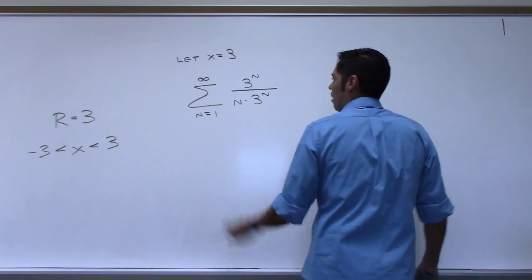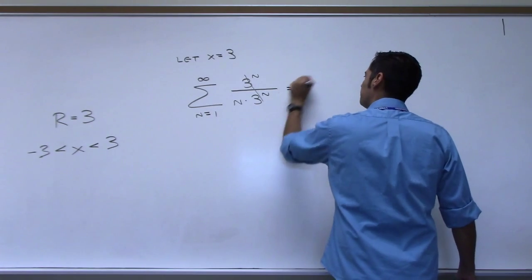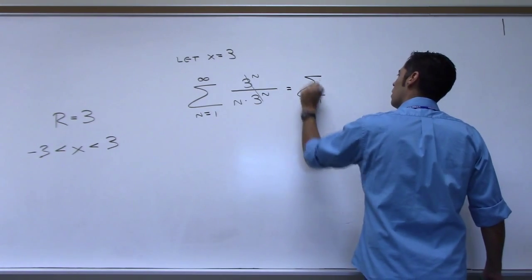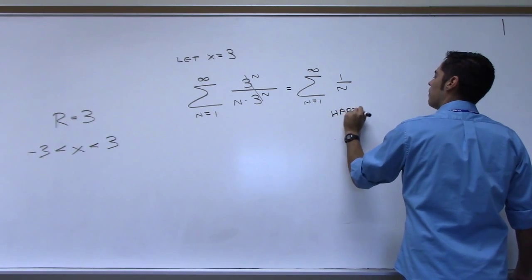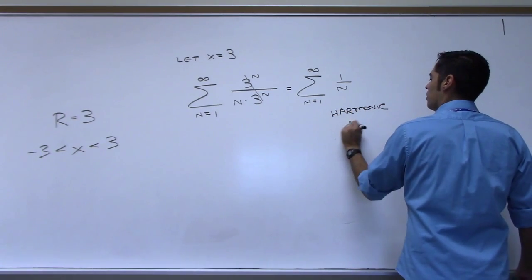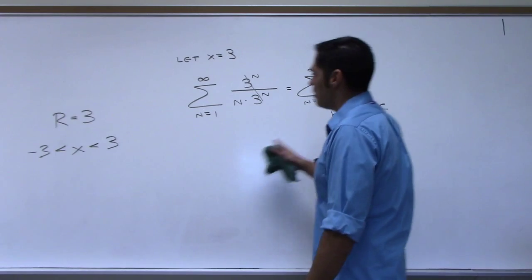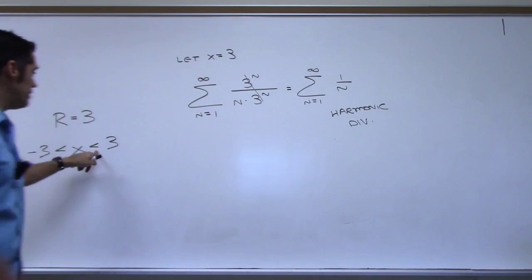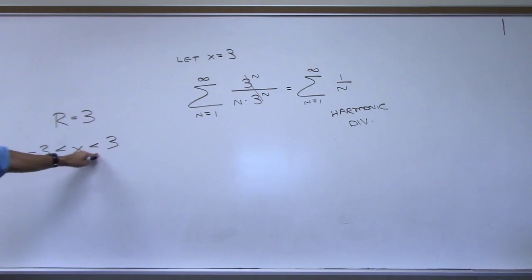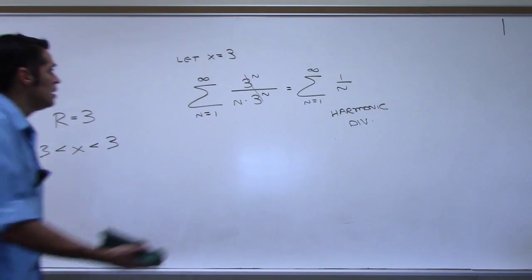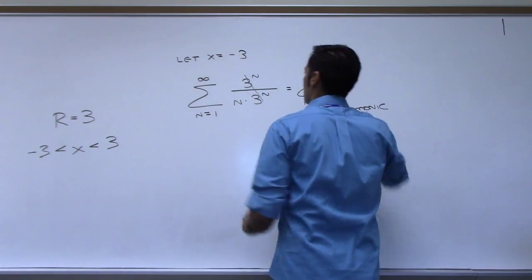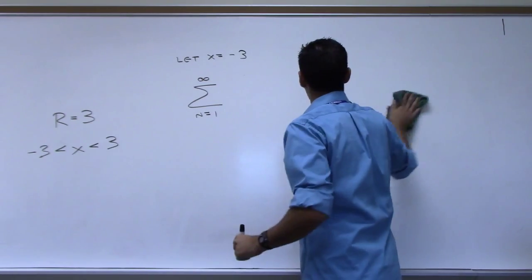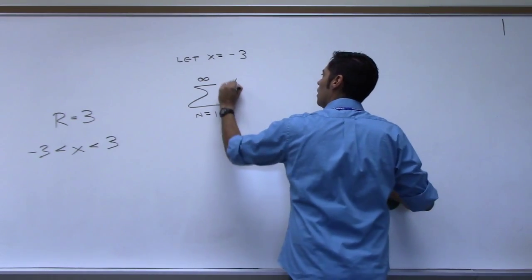Okay. So, oh, wow, look at this. These cancel. Sum n equals 1 to infinity of 1 over n. Harmonic. Diverges. So that means I do not want to include +3, or else it'll diverge. So it's going to be a strict inequality just like that. Now I'm going to let x be -3. Let's see how that changes things, or if it even does.